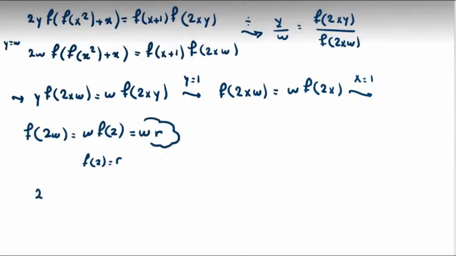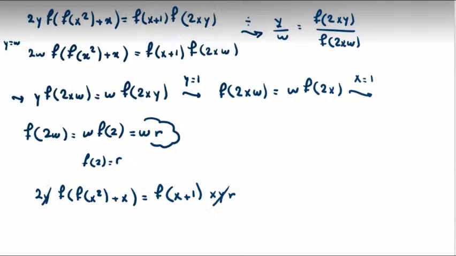Now, let's see how we can use it in the main equation: 2y f of x squared plus x equal to f of x plus 1 times f of 2xy. Because we've reached this, f of 2xy is even. So if we use this, it will be, we should divide it by 2, xy times r. So we cancel y, and we reach 2f of x squared plus x equal to f of x plus 1 times xr.